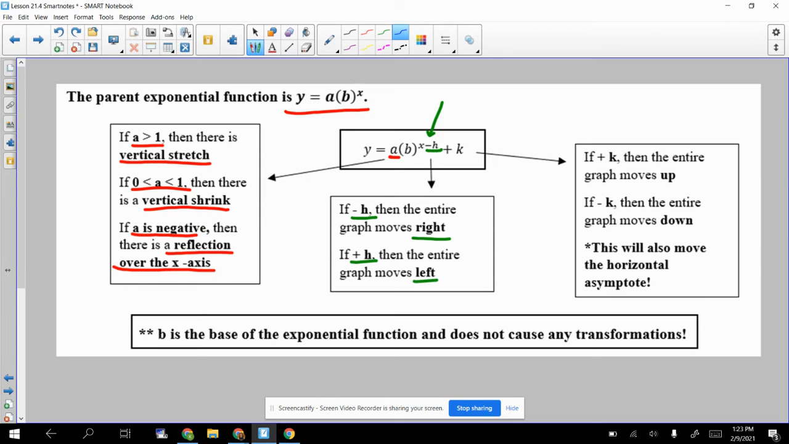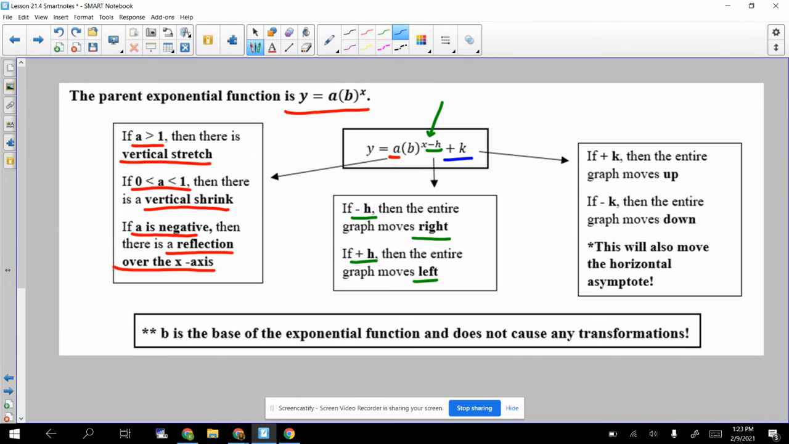Okay. And then last, you have the plus k at the end. And that is, if it's positive, it's going to move up. If it's negative, it's going to move down. And that part makes sense. Positive is up, negative is down. Okay. This is a really important piece right here.